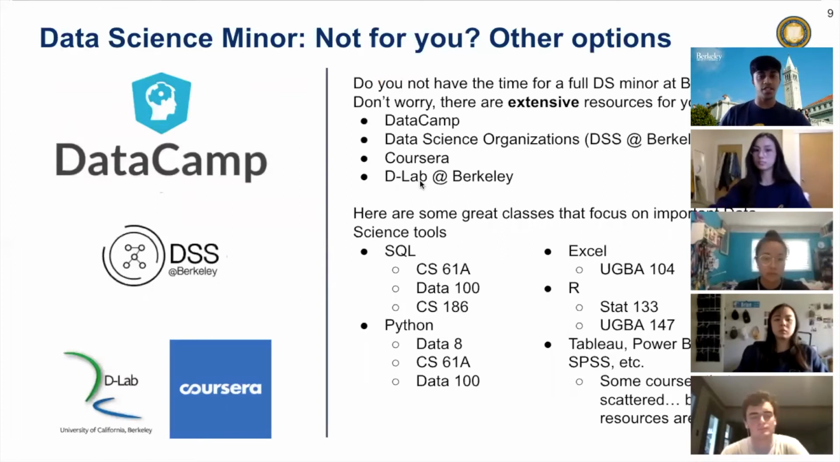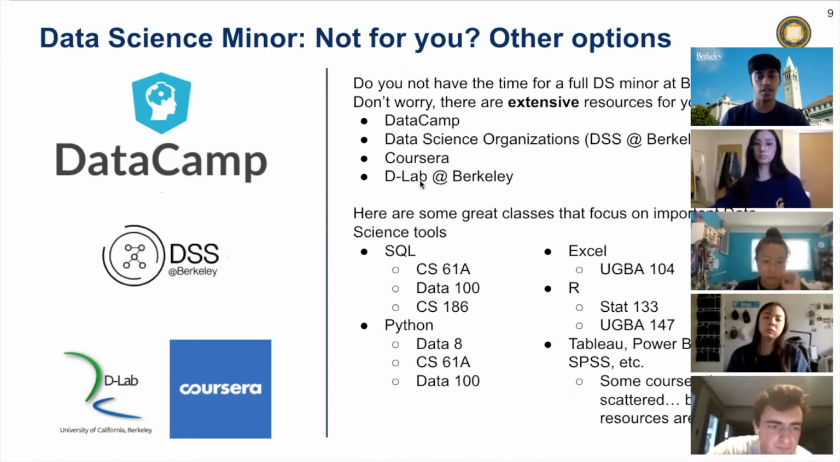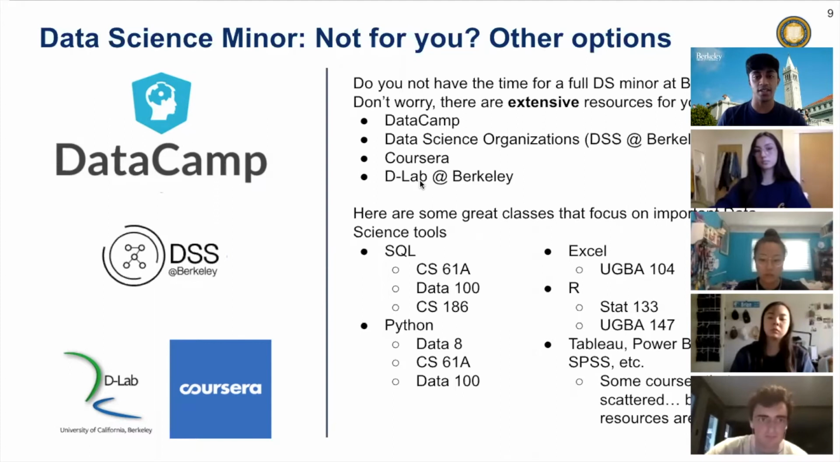Cool. So if you're still interested in data science but don't think the minor will work for your schedule, there are a lot of good options online and on campus that you can participate in. I'm going to go into a couple of them. A couple of those include Data Camp and Coursera, which are both online, really good for learning data science, and they're free resources that you can take advantage of. There are other extensive resources on campus as well. There's an organization called D-Lab, which does a lot of data science workshops like Intro to Pandas and a bunch of other data analysis skills. So that's also an option.